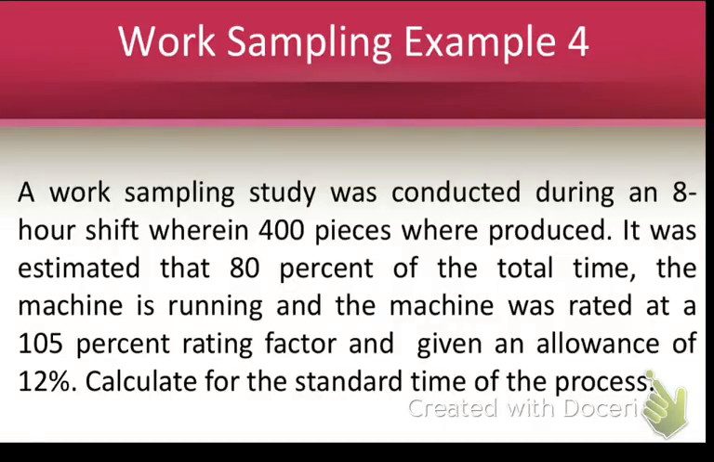Next, for example 4, a work sampling study was conducted during an 8-hour shift wherein 400 pieces were produced. It was estimated that 80% of the total time the machine is running, and the machine was rated at a 105% rating factor and given an allowance of 12%. We want to calculate the standard time of the process. Now, let's write the given information.